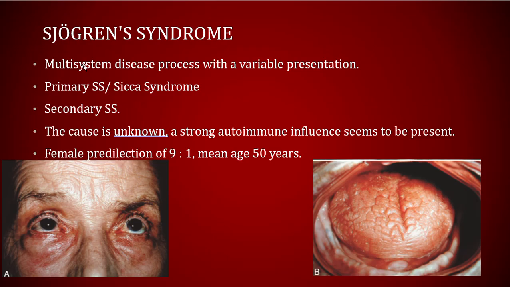Sjogren's syndrome. It's a multi-system disease. It can be primary or secondary. Primary being without any other connective tissue disease. Secondary usually with rheumatoid arthritis, systemic lupus, and so on. Female predominance 9 to 1, and mean age about 50 years.